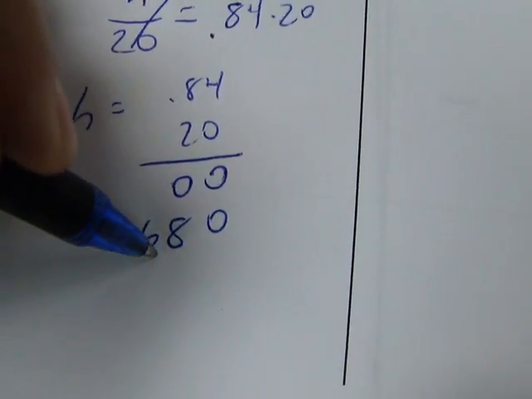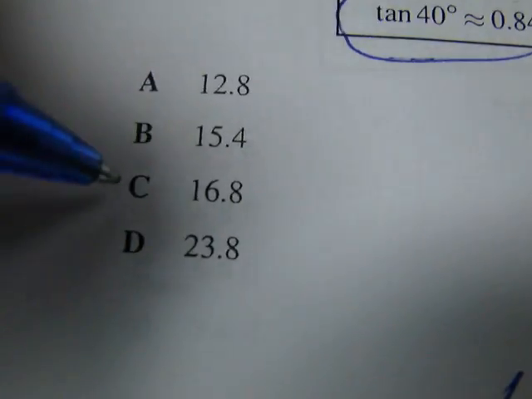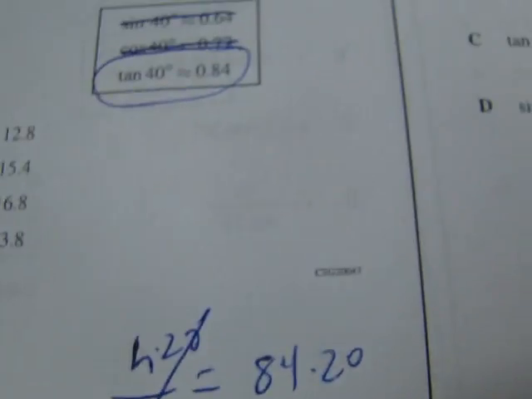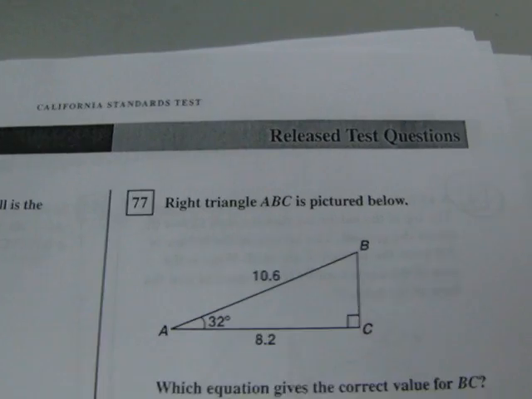and we move the decimal over twice, so we get 16.8 is our answer. Our answer is C. Okay, so that's number 76. Now we're going to do number 77.